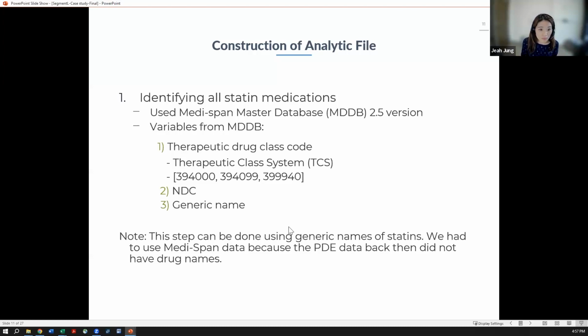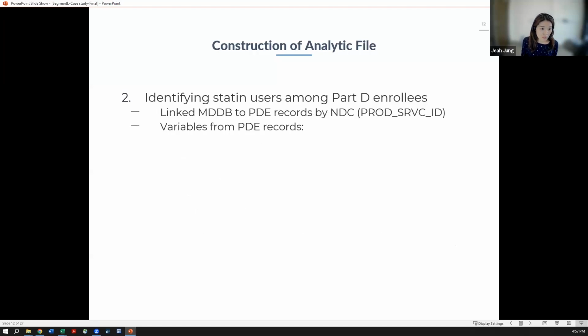So here you have a therapeutic drug class code and the NDC, and we also get the generic name from this Medspan data. Once we identified all the NDCs, the next step is identifying statin users. So we linked this Medspan database to PDE records by NDC, which is the product service ID, so that we can select statin users.